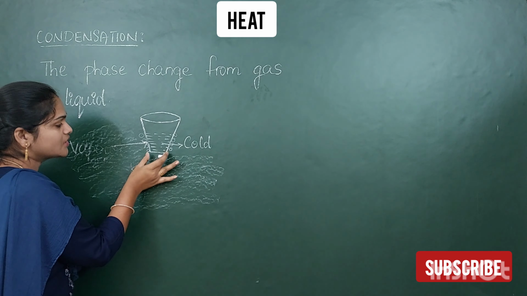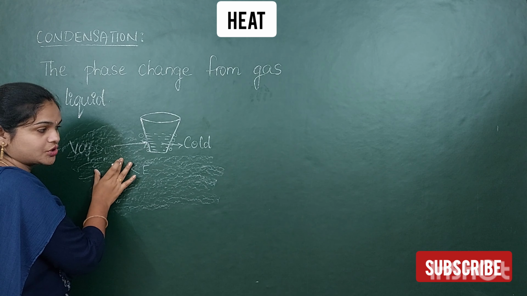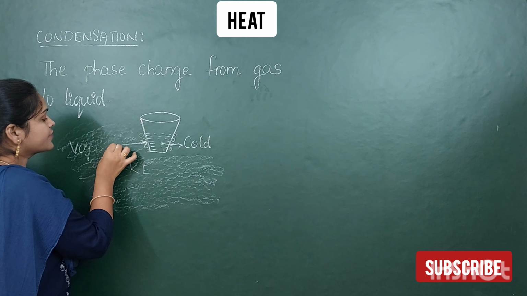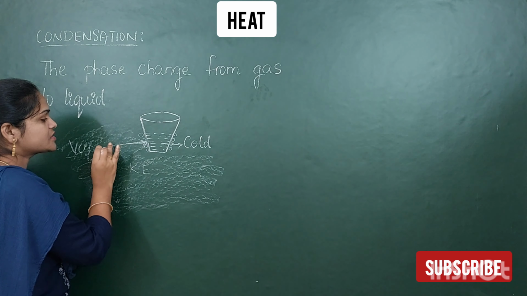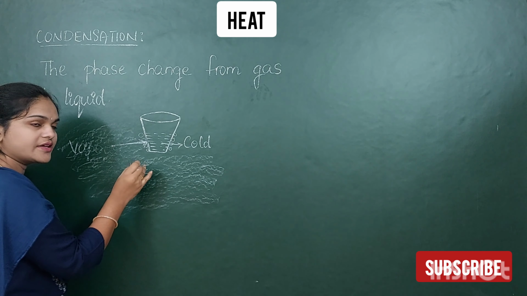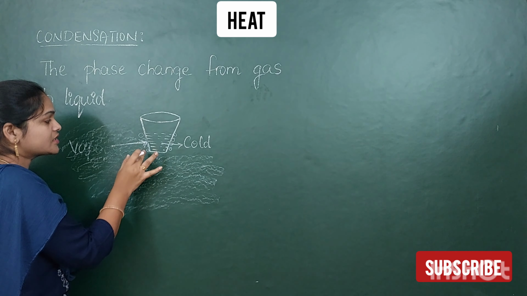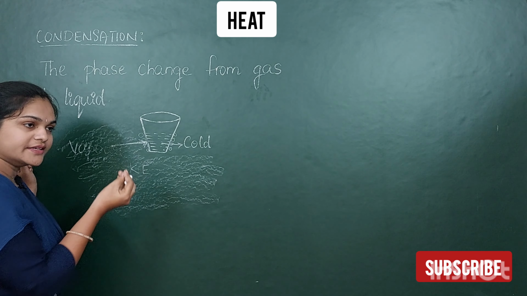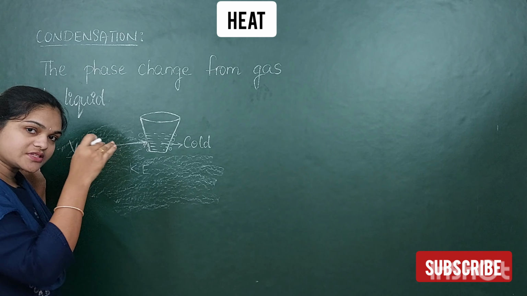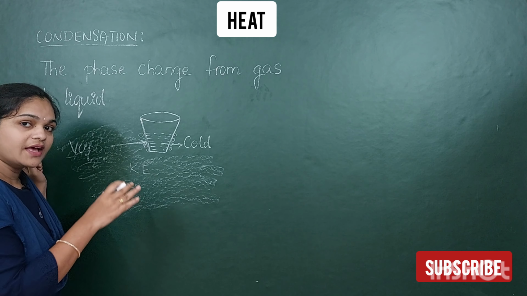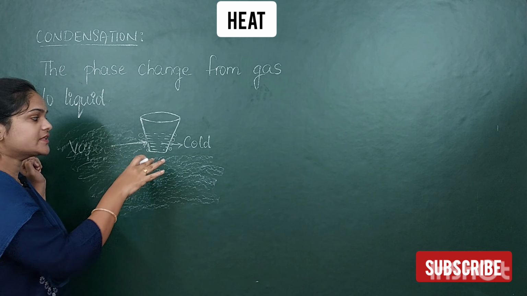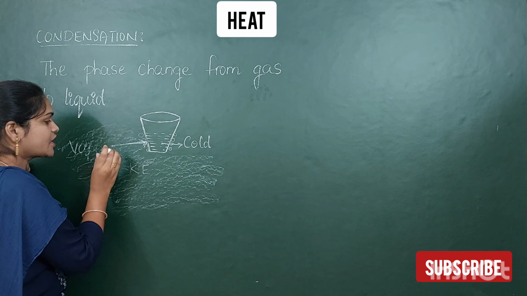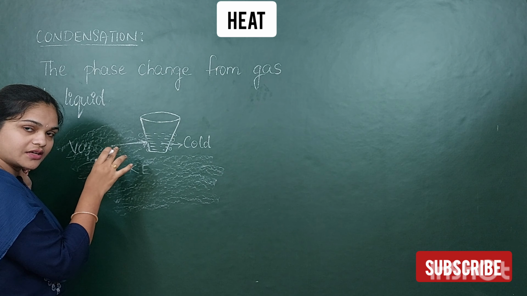The vapor has a higher temperature and the cold water has a lower temperature. So when this vapor strikes the glass, its temperature decreases, and it also loses its kinetic energy. When it loses kinetic energy and its temperature decreases, that energy is automatically gained by the glass tumbler. The molecules present in the air are vapor.